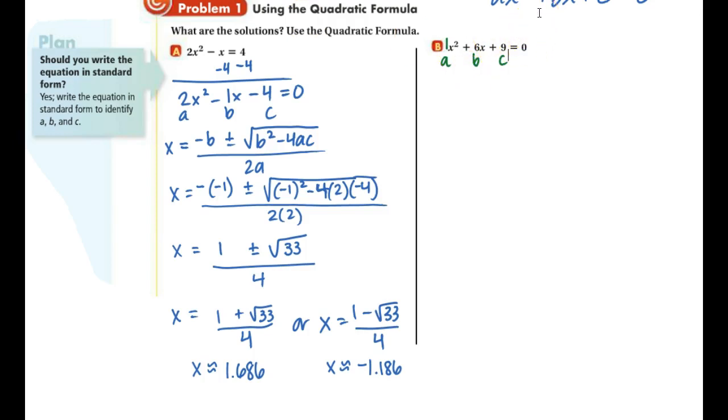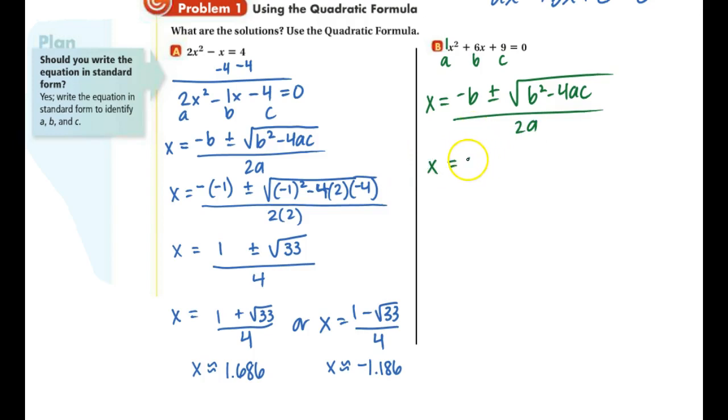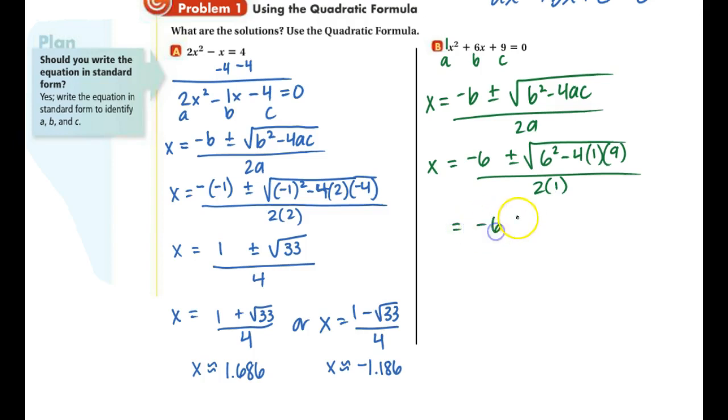So what we're going to do now is use the quadratic formula once again. Negative b plus or minus square root of b squared minus 4ac all over 2a. Substituting in our given values for ABC, we have negative 6 plus or minus the square root of 6 squared minus 4 times 1 times 9, all over 2 times 1. When you simplify the expression under the radical, 6 squared is 36, and 36 minus 36 is 0. So we have negative 6 plus or minus the square root of 0 all over 2.